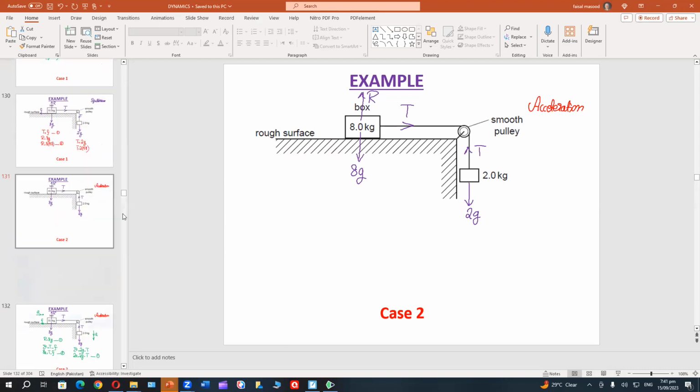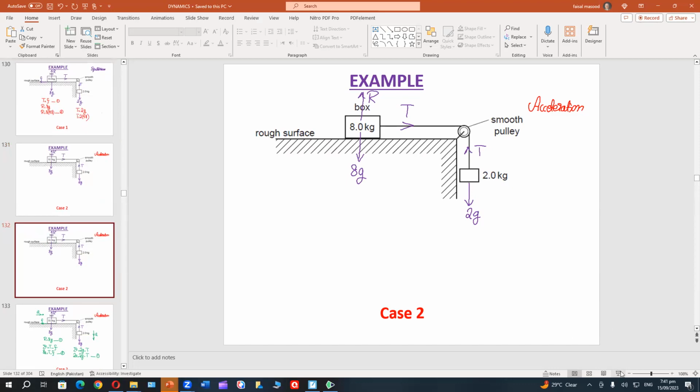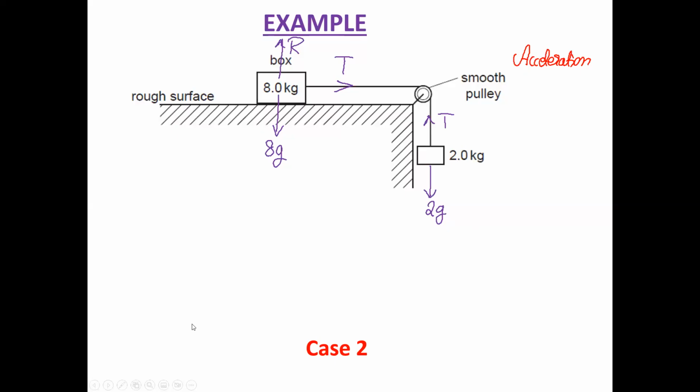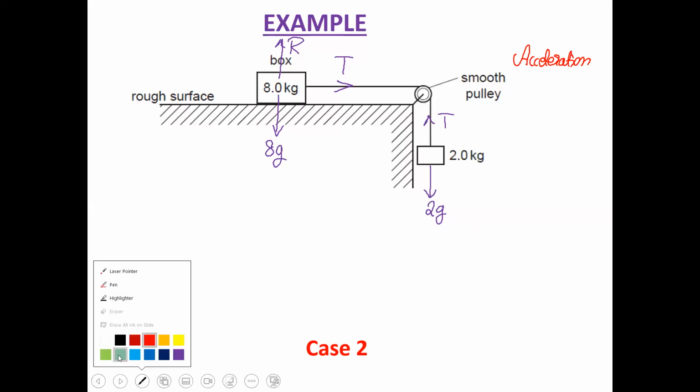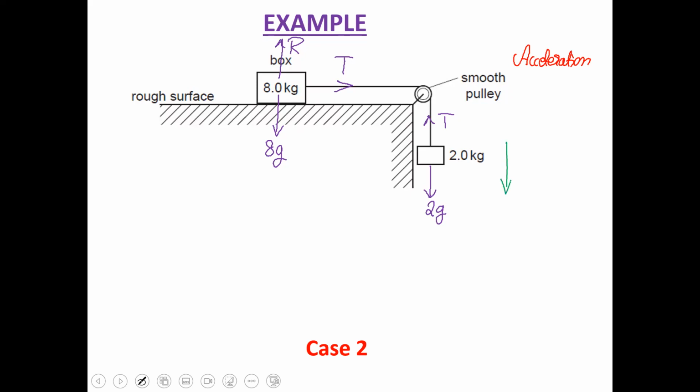Predict what is the possible direction of motion if one object is hanging. If one object is hanging, it will be going down. This is acceleration here, and it will be going to the right. So update the same diagram.